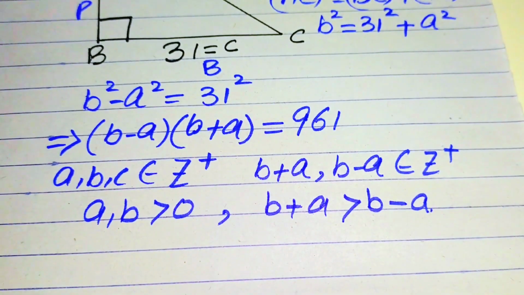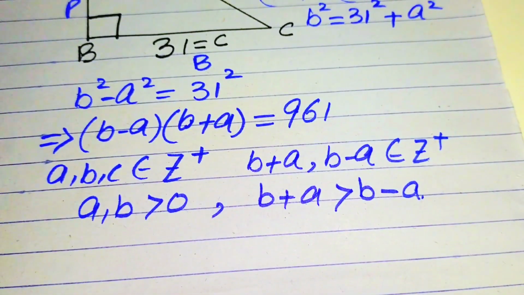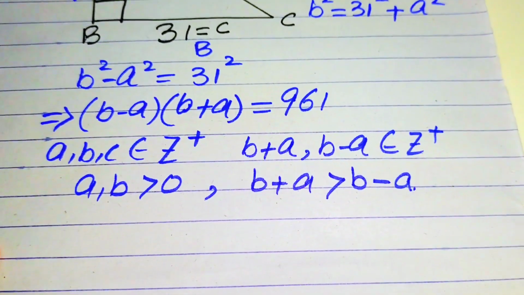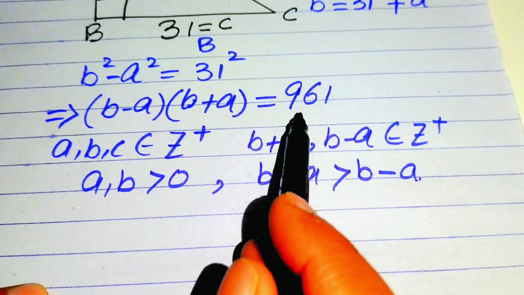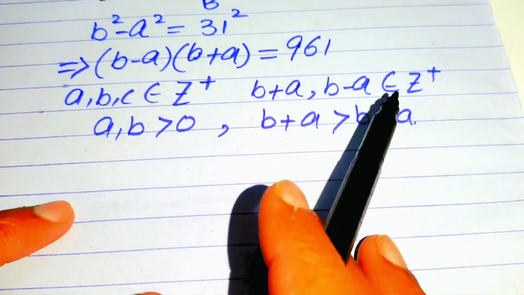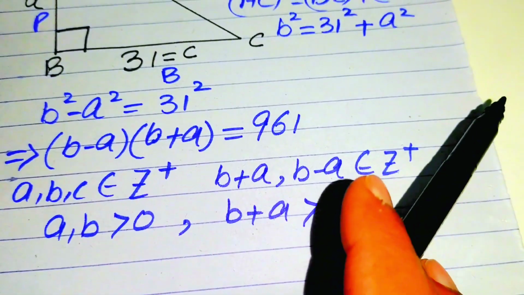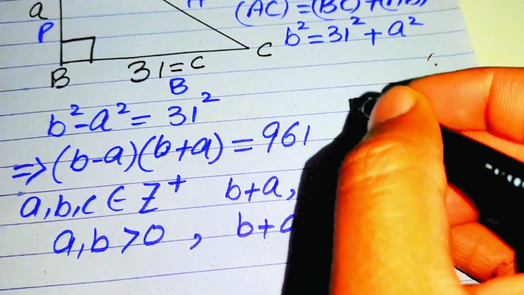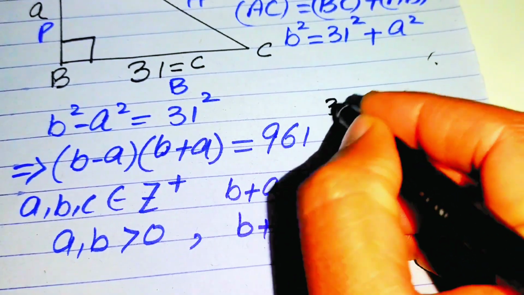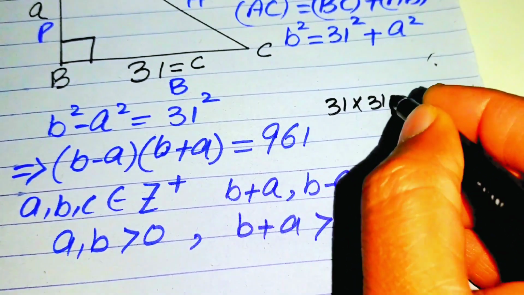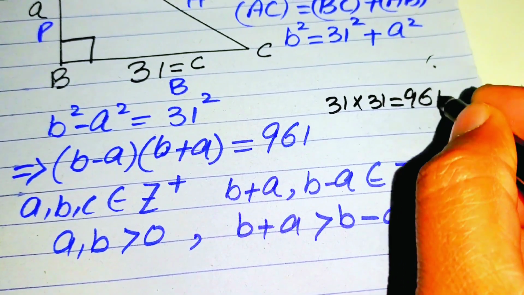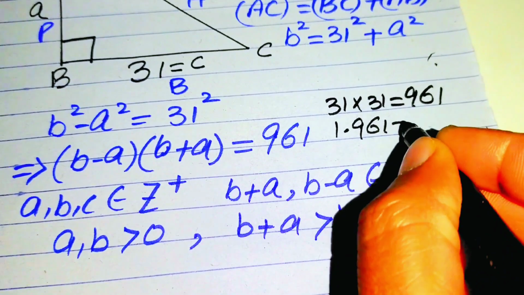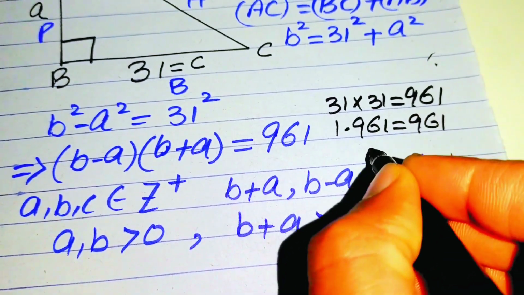Now we convert the right hand side into two factors, so we look at the possibilities in which we get 961 in two factor form. These possibilities are: we get 961 by 31 multiplied by 31, which equals 961, and if we multiply 1 by 961, then we also get 961.